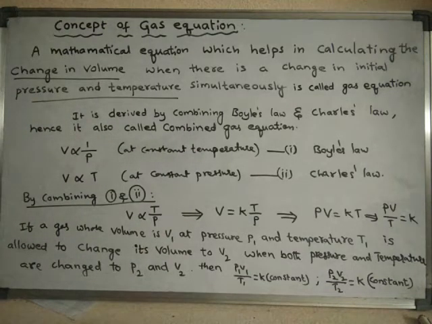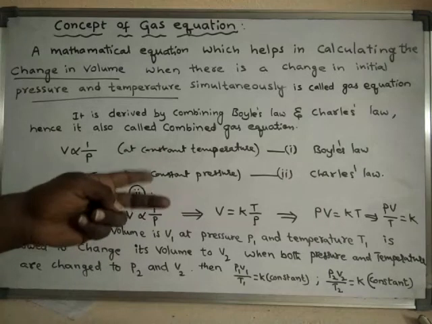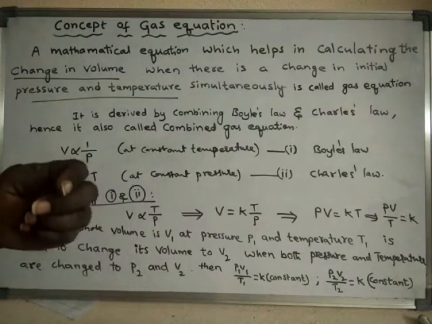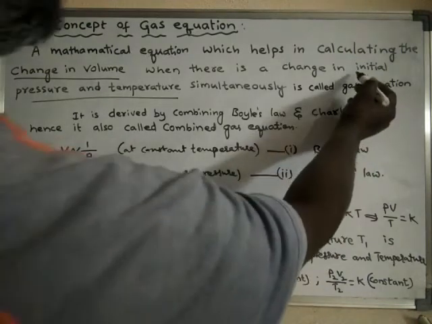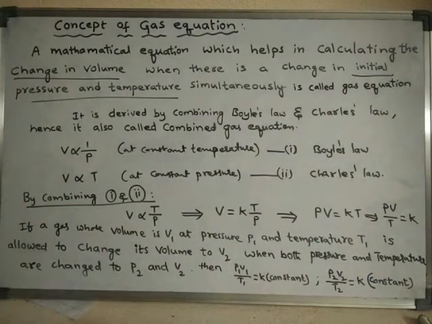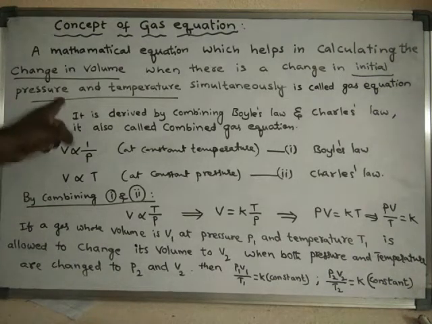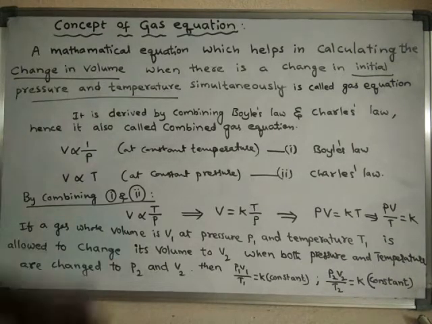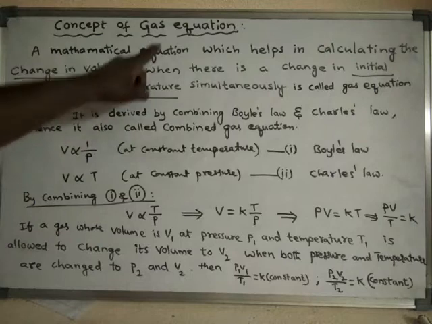Suppose there is a change in both temperature as well as pressure. There is some initial pressure and some initial temperature. So when there is a change in initial temperature and initial pressure, then there will be a change in the volume also. In order to calculate the change in the volume, we need a mathematical equation, and that mathematical equation is called the gas equation.